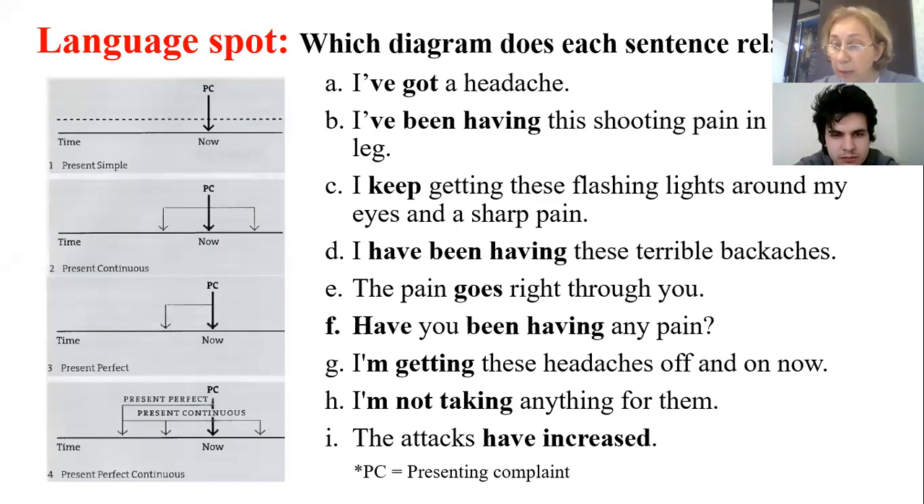Okay, Bire, sentence D, read it please. Yes, I have been having these terrible backaches. Backaches. Okay. Have been having. Which tense is it? Present continuous. Which diagram is it? Present perfect continuous. Exactly, diagram number 4, present perfect continuous.